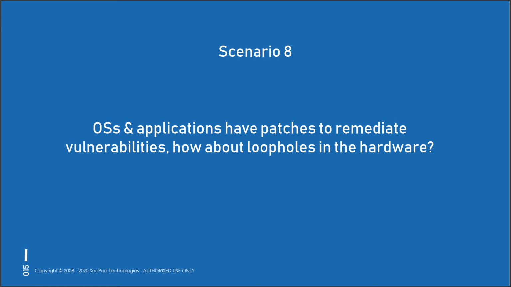We understand. So the eighth scenario: OSs and applications have patches to remediate vulnerabilities. How about loopholes in the hardware? Yeah, it is important to make sure the user's system is completely non-vulnerable. But it does not just mean that we are fixing only the software assets, I mean all the third-party applications or OS applications. We need to remediate the hardware assets too.